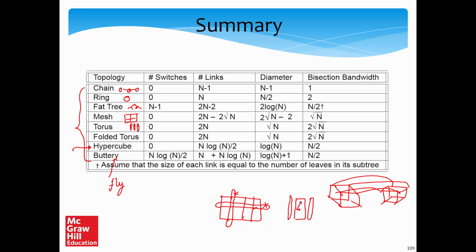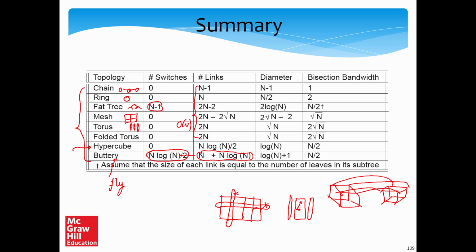So let's take a look at the number of switches. A fat tree will have n-1 switches, but the rest of the topologies don't have a switch because all their nodes either produce or consume data. And the butterfly will again have n log n by 2 switches. In terms of links, almost all the topologies other than the hypercube and butterfly have order n links, but a hypercube has more links, n log n divided by 2, and a butterfly also has a lot of links, n plus n log n. So we have that many links.